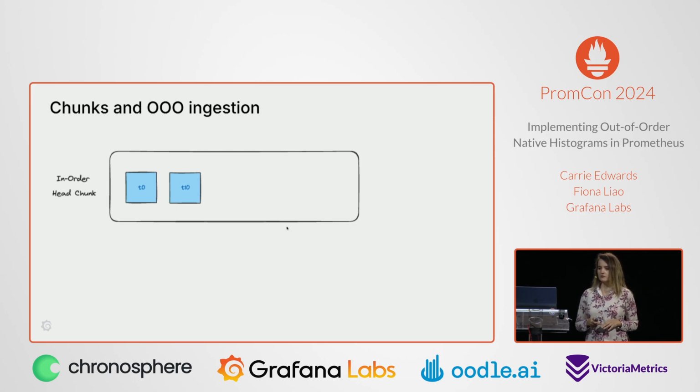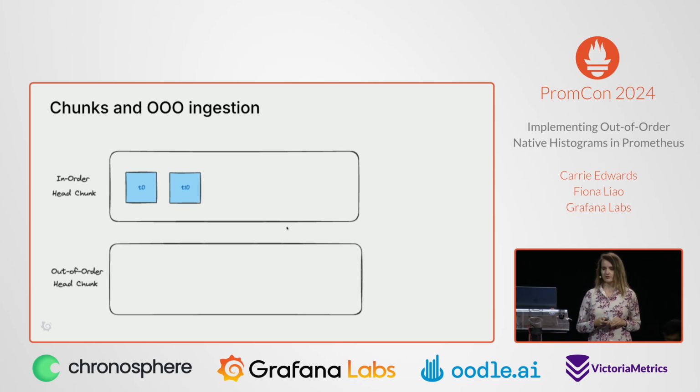With chunks, in-order and out-of-order samples need to be handled differently. There's actually an in-order head chunk and a separate out-of-order head chunk. The reason for this is that when chunks are written to memory, the samples need to be in sorted order. Out-of-order samples can be out of order amongst themselves, and the in-order head chunk is compressed, but the out-of-order head chunk is not, because it would not be very efficient to compress and decompress it when you have to sort the samples.